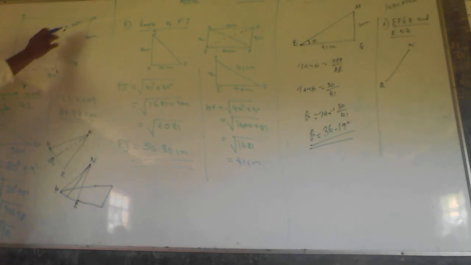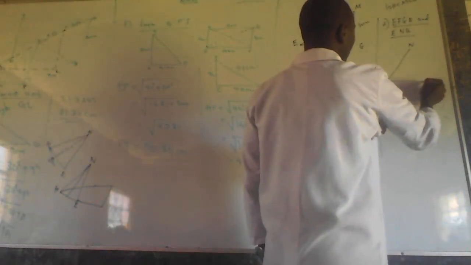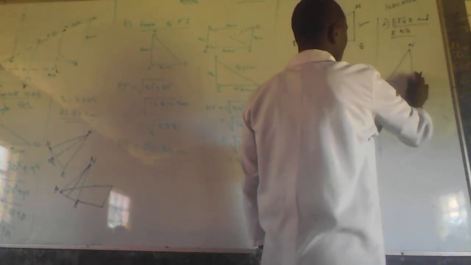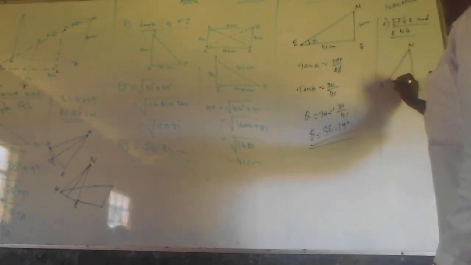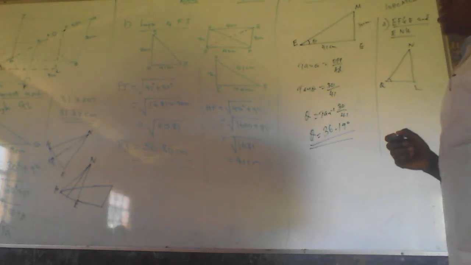And if we go to N, we drop a perpendicular, the two lines meet at L. So we continue drawing this, they are meeting at L. And the angle you're supposed to find is this angle.